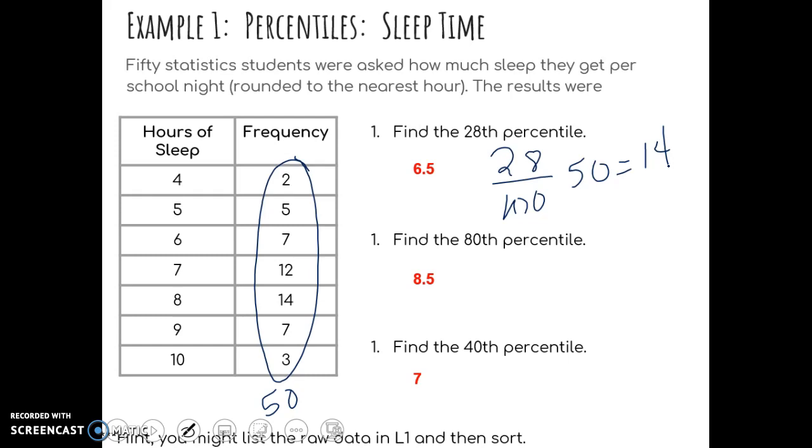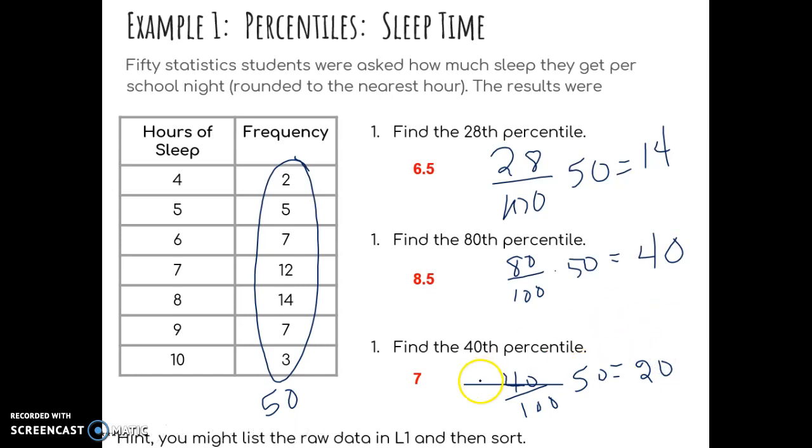For the 80th percentile, you do 80 over 100 times 50. And I believe you get 40, so you're going to average the 40th and the 41st number together and get 8.5. And then for the 40th percentile, oops, got that extra line in there. For the 40th percentile, you get 20, so you average the 20th and the 21st number together and you get 7.